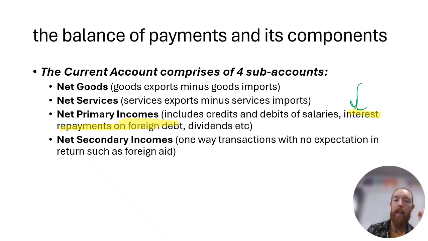Then we've got net secondary incomes, which are one-way transactions with no expectation in return, such as foreign aid. This is only debits really in here. It's going to be negative.